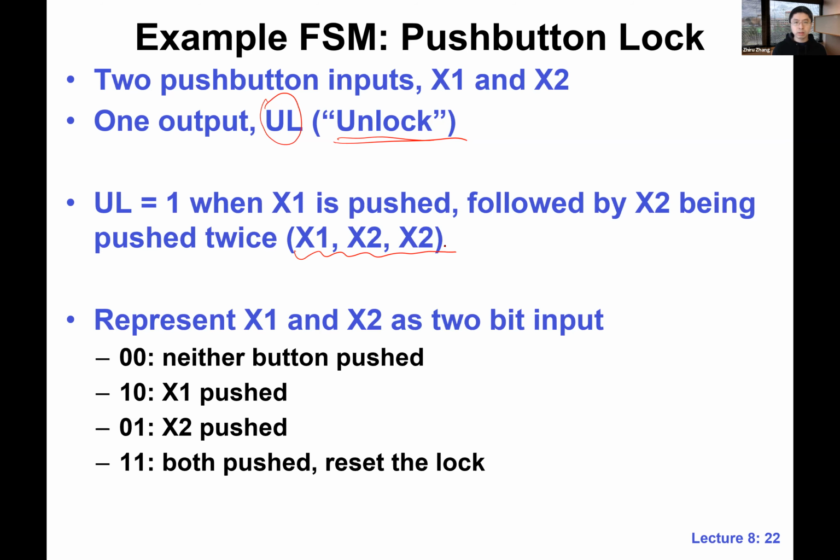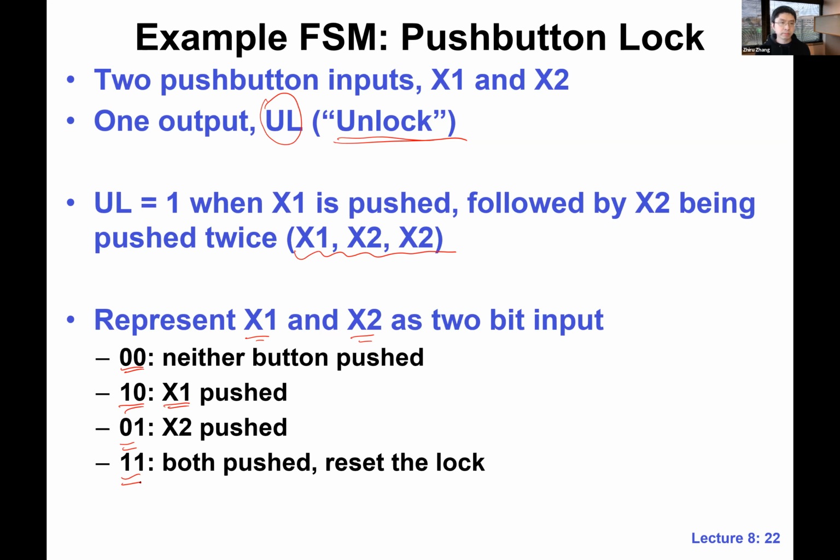So everything is in English, all the problems so far have been described in English, so we need to encode it somehow. We need to encode the inputs. We have 2 buttons, X1, X2. We will use 0, 0 to indicate that we did not push any button. 0, 0, neither button is pushed. 1, 0 means X1 is pushed. The left bit means X1, the right bit means X2. 0, 1 means X2 is pushed. Otherwise, if both buttons are pushed, we reset the lock. We lock it again.